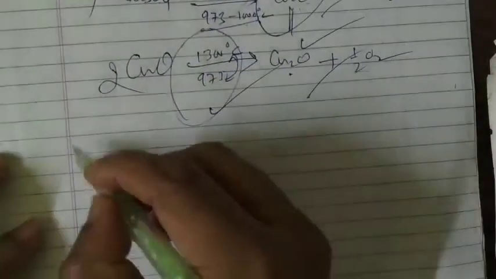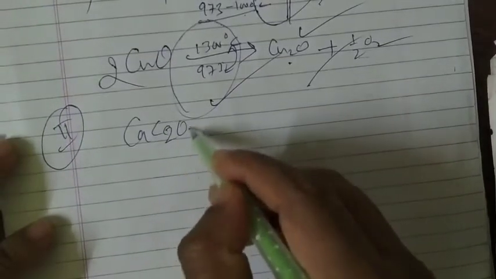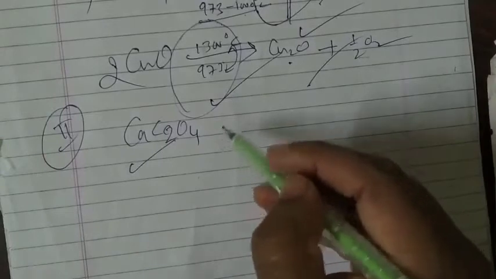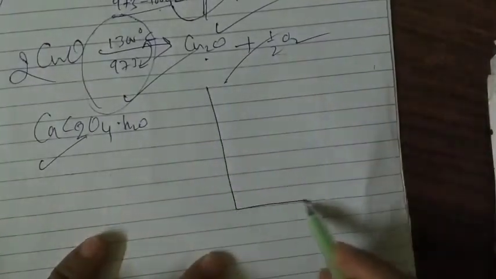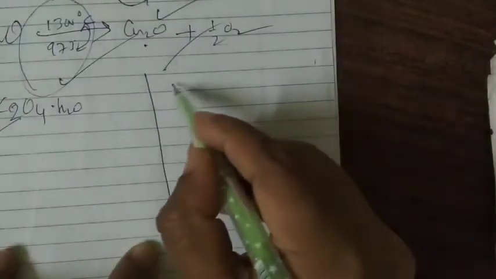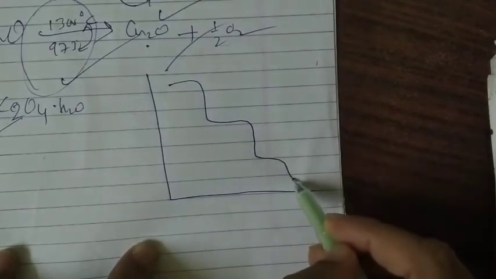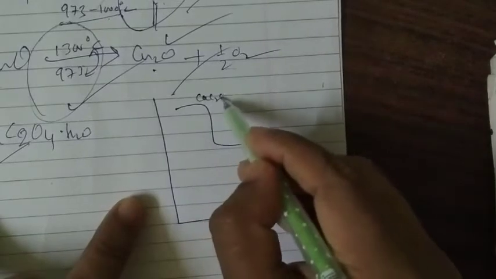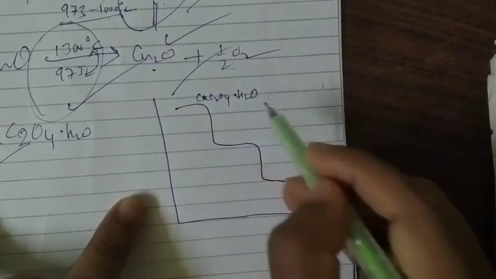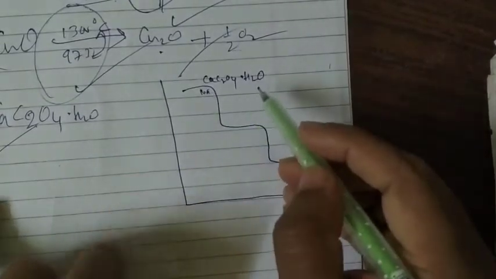Similarly, in the second case, we can show calcium oxalate, CaC2O4, also monohydrate, H2O. Now you can take a graph similarly, like this. Here also you can see this is CaC2O4 calcium oxalate monohydrate. Similarly here also, you can see it starts at 100 degrees only. So I will take it as A here.